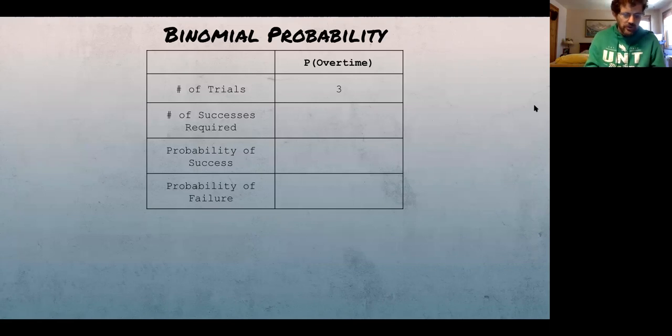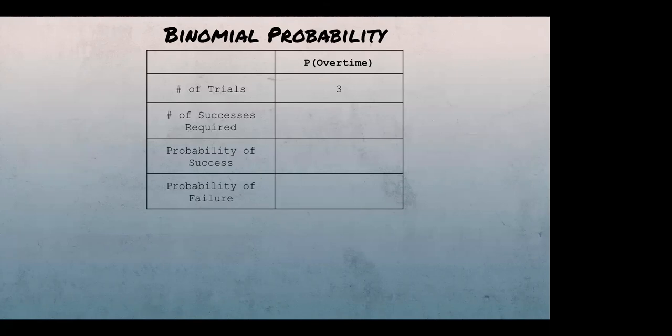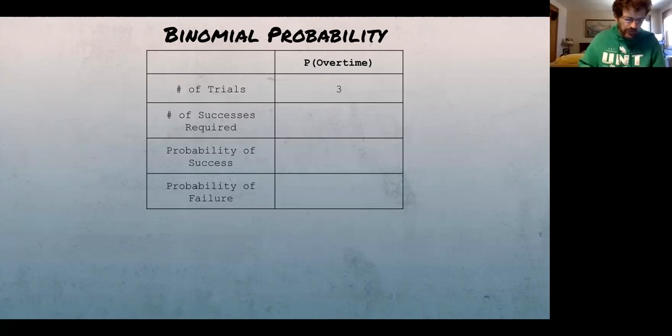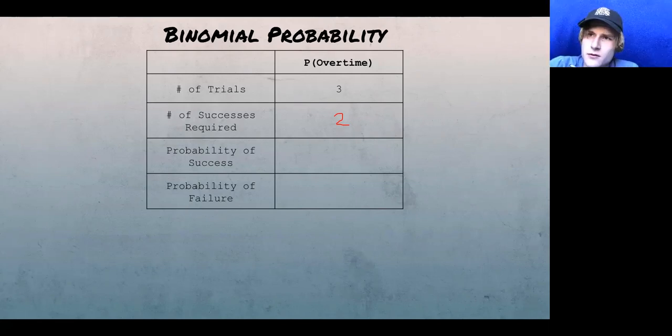So we're going back to the basketball example. We've already calculated this probability, but we're going to now derive a formula that we can use to do this. The probability of overtime requires how many successes? Two. There you go, 2. And when it says the probability of success, it's not the probability of overtime. What's the probability of one success? 0.72, right? That's right.